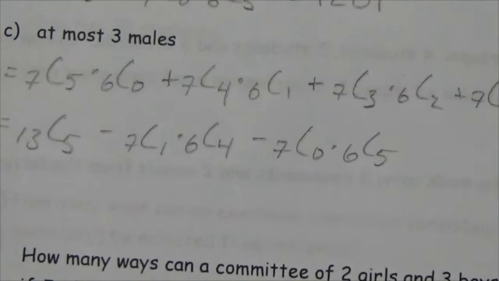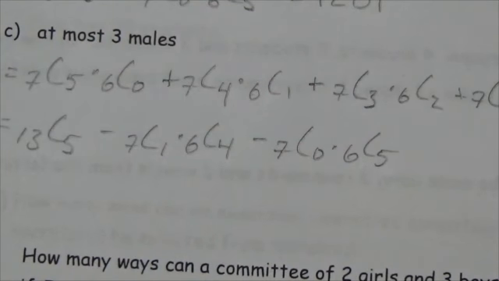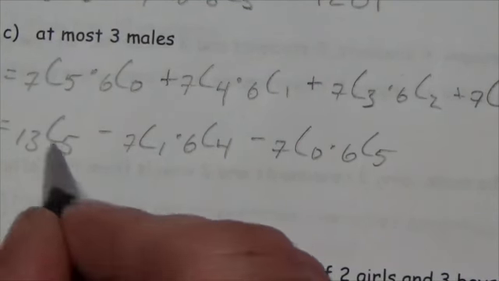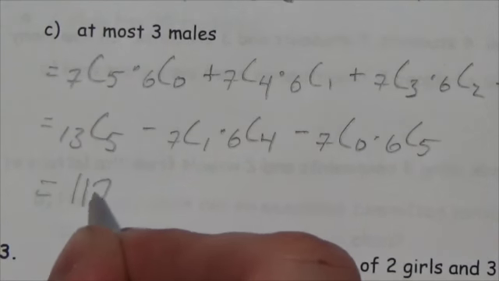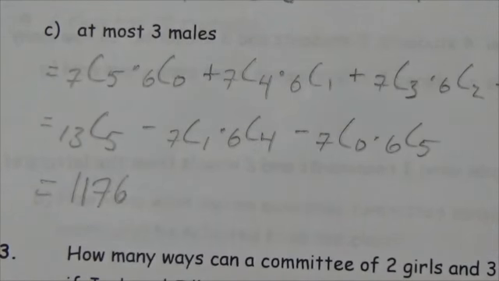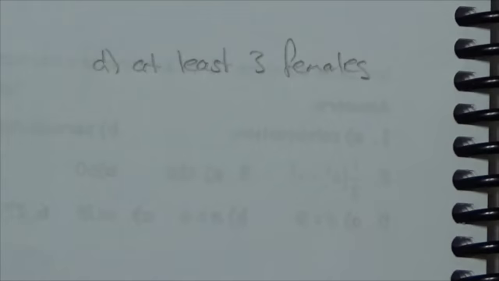This will be math probability, choose. And in this case here, we're going to get 1,176 different committees that have at most 3 males. At least 3 females. Okay, before we leave this question entirely, I wanted to throw my own question in here.